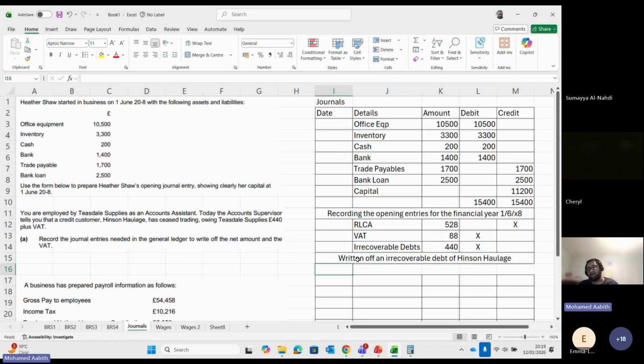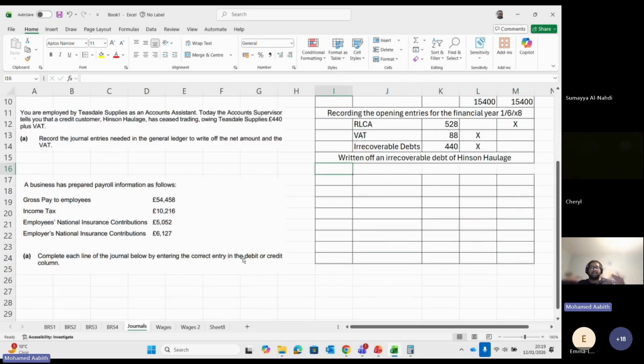Yeah, we've done our job here. And then also there is one more question here. They're asking you, the business has prepared payroll information as follows: gross pay for employees, income tax, employers' national insurance contribution, and employees' national insurance contribution. Complete each line of the journal by entering the correct entry into the debits and credit column.